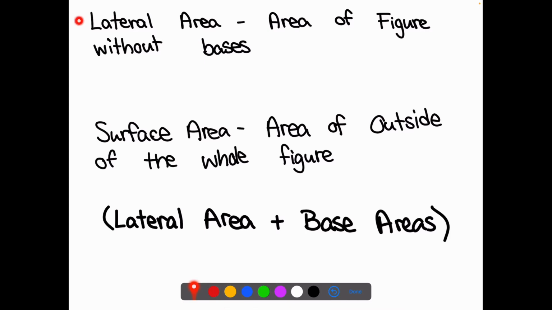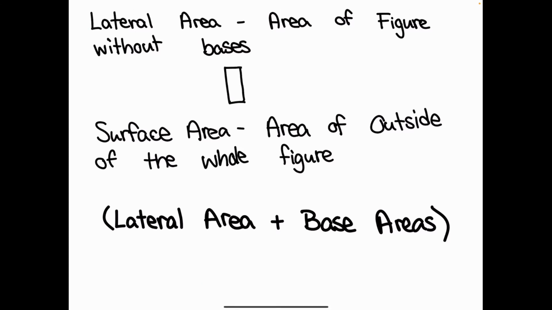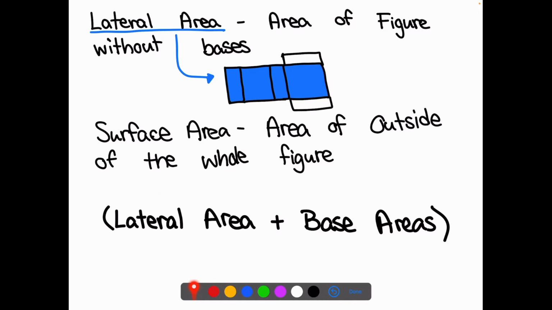Just to recap, a lateral area is the area of the figure without the bases. Here's what it would look like in a rectangular prism. As you can see, I just chose 2 rectangles and said that those 2 are my bases, and as such, they were not colored in. So my lateral area would just be the area of this big rectangle here.